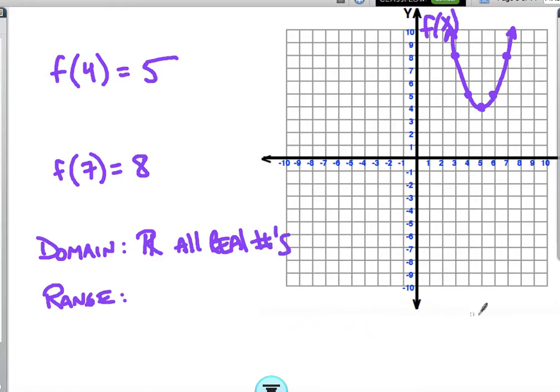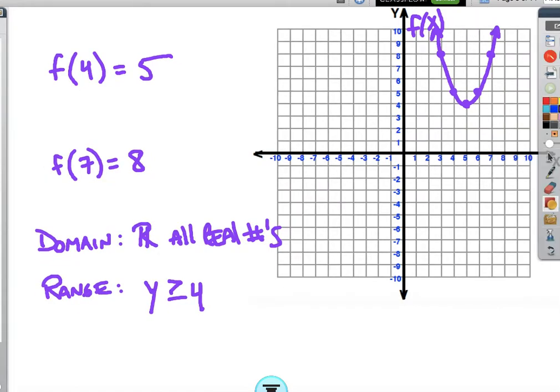The range, though, looking bottom to top, there's nothing happening down here until you get to this y value of 4, and it can equal 4 because there's a dot there, and then it's everything above 4. Range are always your y values, and we are being greater than or equal to 4. It can equal 4, and then it can be above.